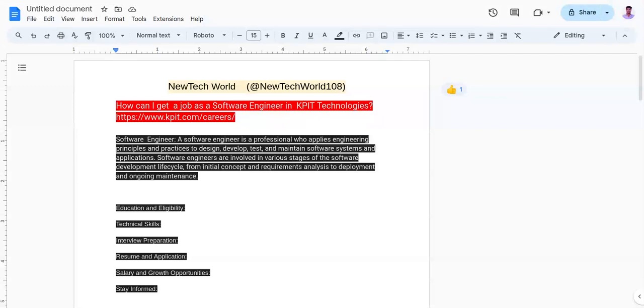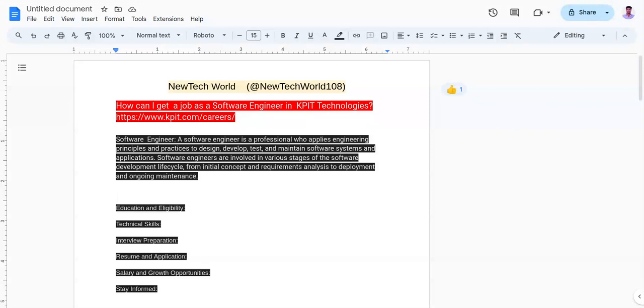Now, the third point is interview preparation. The interview process at KPIT typically consists of multiple rounds, which includes the first one, online test, the second one, technical interview, and the third one, HR interview.